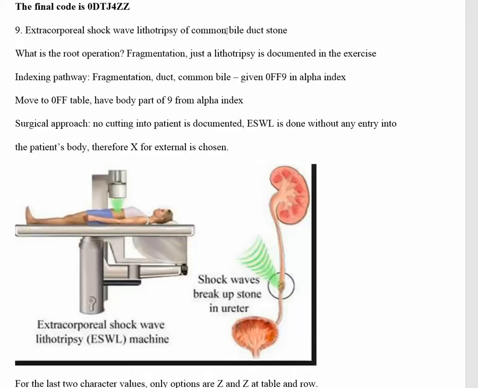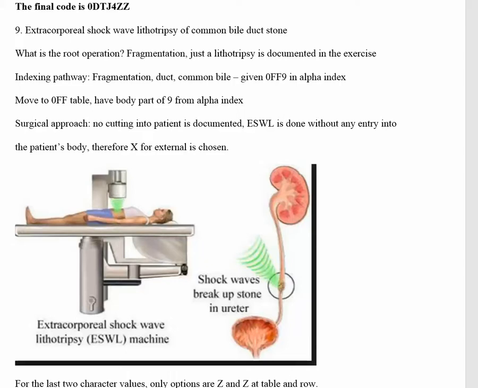But in this case, there's no documentation of that. They just did this lithotripsy to break up this patient's stone. So the root operation is fragmentation. There's no documentation of cutting or going in to retrieve it once they broke it up. The pathway is fragmentation, duct, common bile. You're given 0FF9 in the alpha.